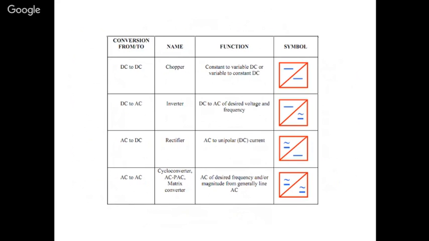So here AC to AC, cycloconverter, in the sense it converts AC to AC whenever you want to step up or step down the AC frequency. So whenever you want to change the frequency, you go for a cycloconverter. The AC voltage controller is where it will step up or step down the voltage, similar to that of a transformer. But the cycloconverter will change the frequency also.